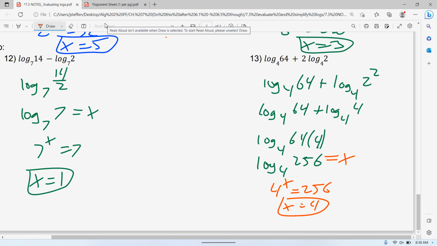Number 13 is a little bit more involved. Make sure you make this 2 into an exponent first and simplify that out. That gives you 4. Log base 4 of 64 plus log base 4 of 4. Then since you're adding, you can multiply. 64 times 4 is 256. And then you can set those equal to x and solve.